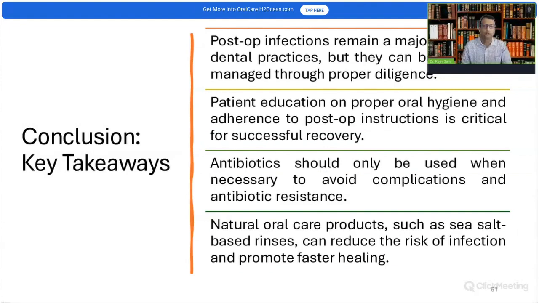Antibiotics should only be used when it is required. Do not overprescribe antibiotics with a slogan of "just in case." No, we have to avoid that, and always stick to natural oral care products such as sea salt based rinses, sea salt based mouthwash that can reduce the risk of infection and promotes faster healing.